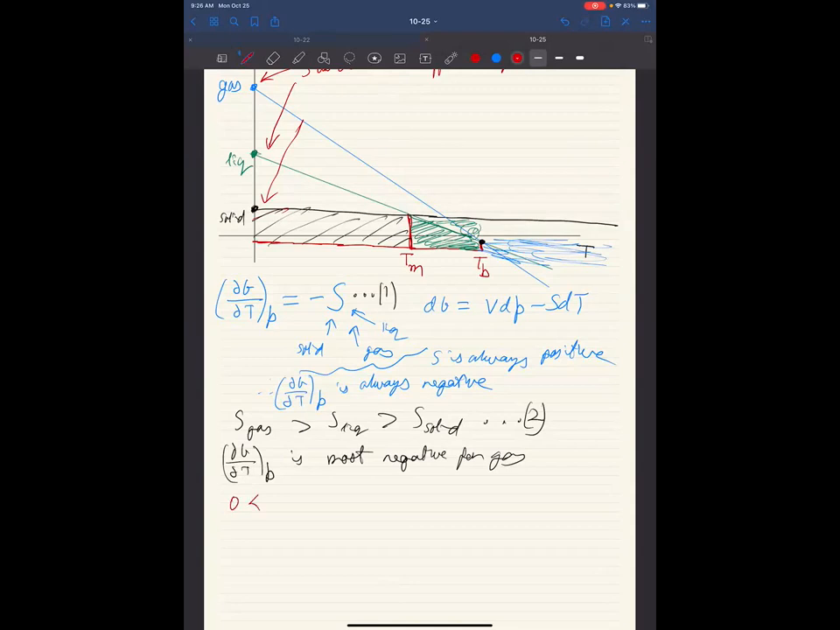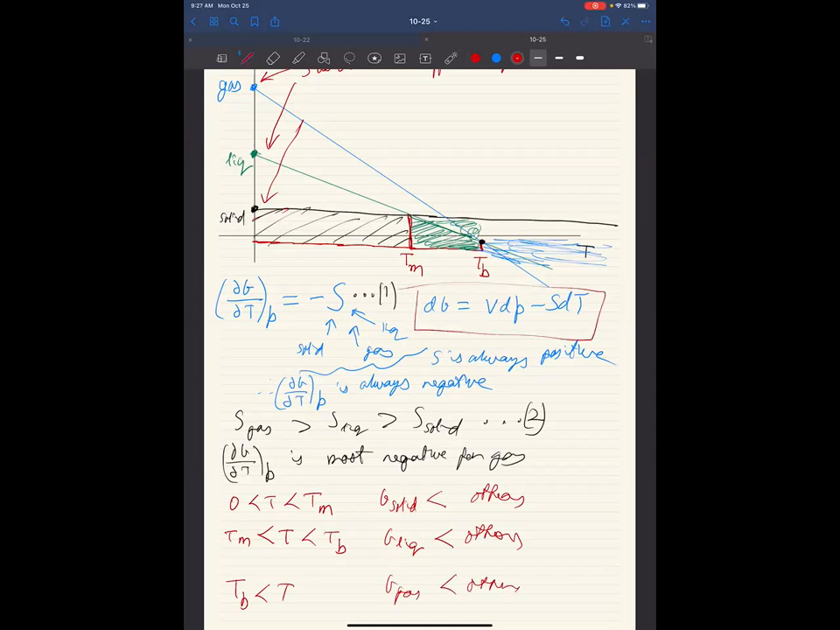So for 0 less than T less than T melting, Gibbs free energy of solid is lower than others, right? T melting less than T less than T boiling, G liquid, Gibbs free energy, is lower than others. For T more than T boiling, G gas has free energy lower than others. And in order to do this, we use this equation that many of you have probably not seen before last class, dG is equal to VdP minus SdT, in order to show exactly how these curves will behave.